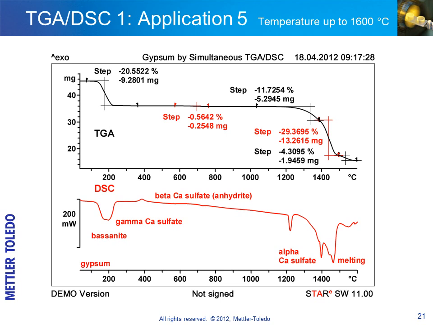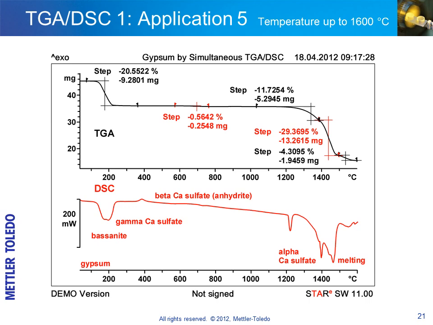In this application example, the full temperature range up to 1600 degrees Celsius was used. In the TGA curve, we see that gypsum, calcium sulfite dihydrate, loses its water of crystallization below 300 degrees Celsius to form calcium sulfate. The calcium carbonate present as an impurity decomposes at about 700 degrees Celsius. Decomposition of the calcium sulfate occurs in several steps from about 1200 degrees Celsius onward.